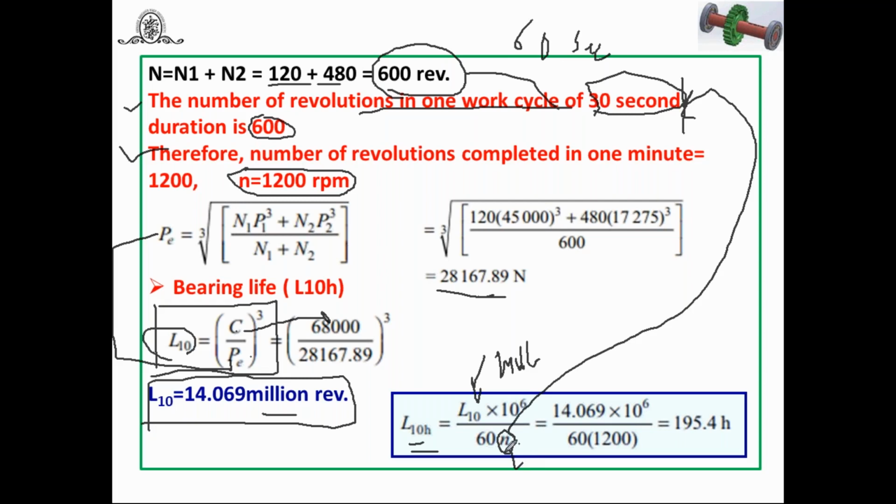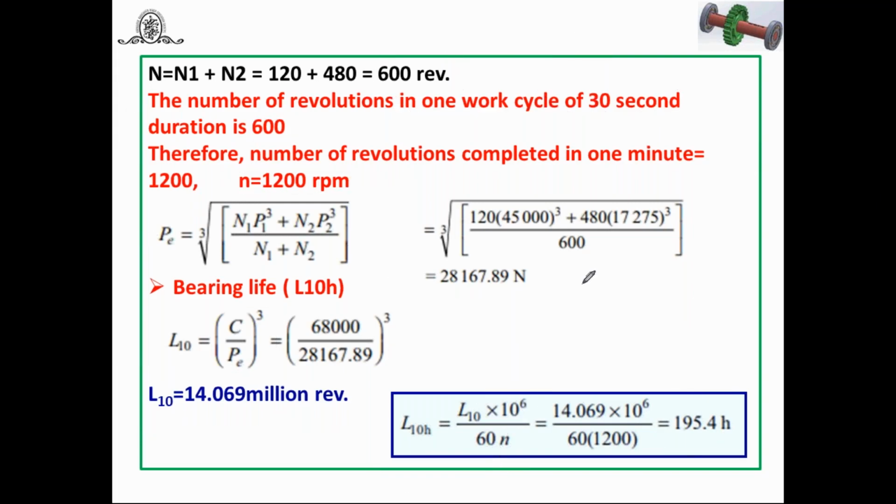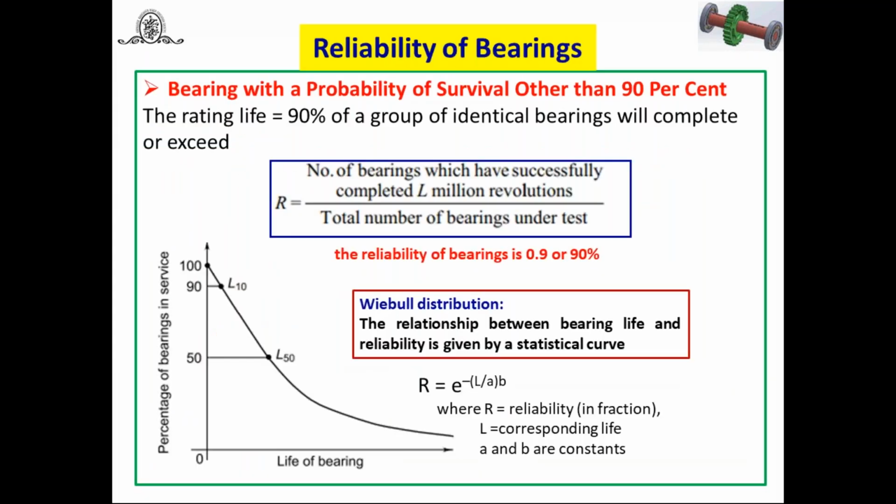We have to take it for a minute. For 30 seconds it means half, so for a minute it becomes 30 plus 30. You can add 600 plus 600, 1200 RPM. Then substitute here N is equal to 1200, and then you will get the life in hours. Try to understand, this is about the problem. In this way, you have to take care while solving the problem. This is about cyclic load.